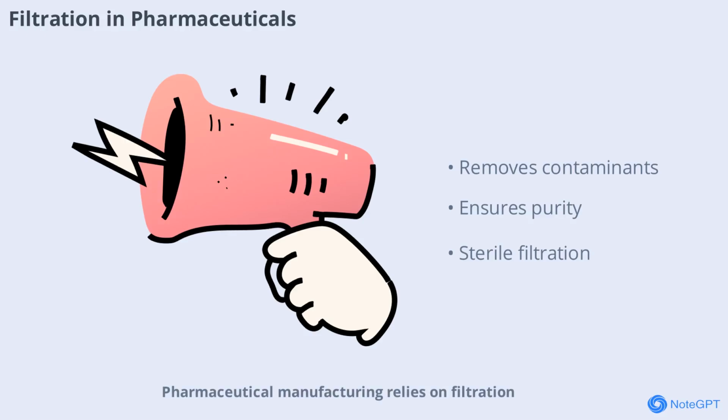Pharmaceutical manufacturing relies on filtration to produce pure and effective medicines. Filters remove contaminants from raw materials, separate active ingredients, and ensure that final products are free from harmful particles. Sterile filtration using ultrafine membranes is critical for injectable drugs and vaccines. This process helps maintain the highest standards of safety and efficacy in the pharmaceutical industry.